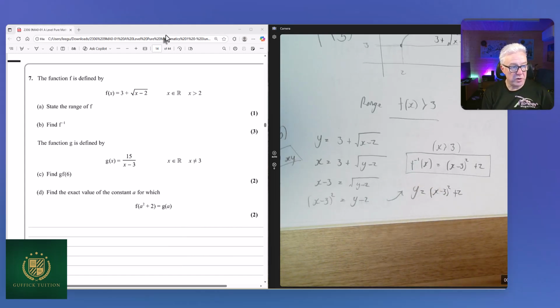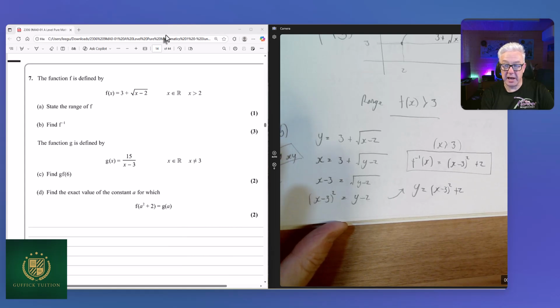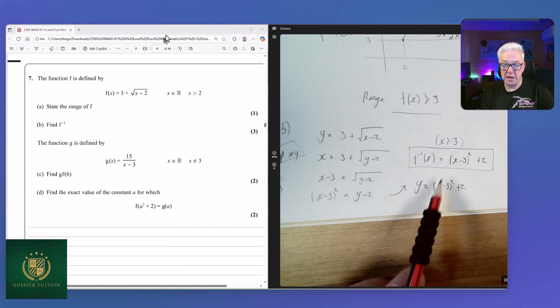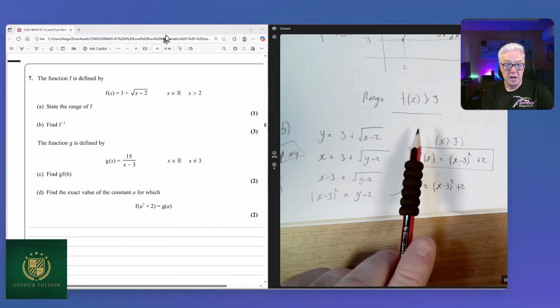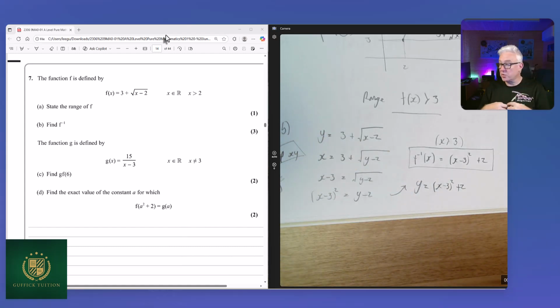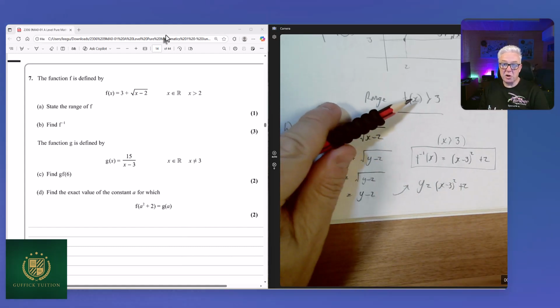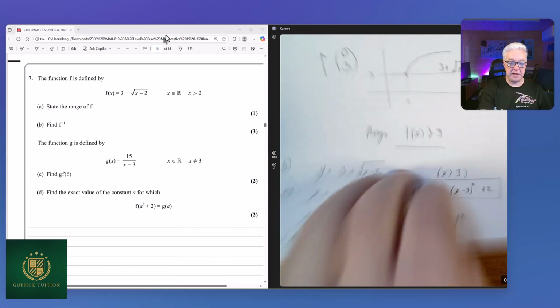It's really worth pointing out here that there is a mark for specifying the domain of the inverse function. They don't ask for it and they don't make it clear that that's the case, and they never do in these questions usually, but there is a mark for stating the domain, so do remember that, okay? And remember that when you've got an inverse function, the domain and range have swapped over. So the range of f of x is going to be the domain of the inverse. Therefore the domain of our inverse is x is greater than 3. Okay, now we're ready for part C.